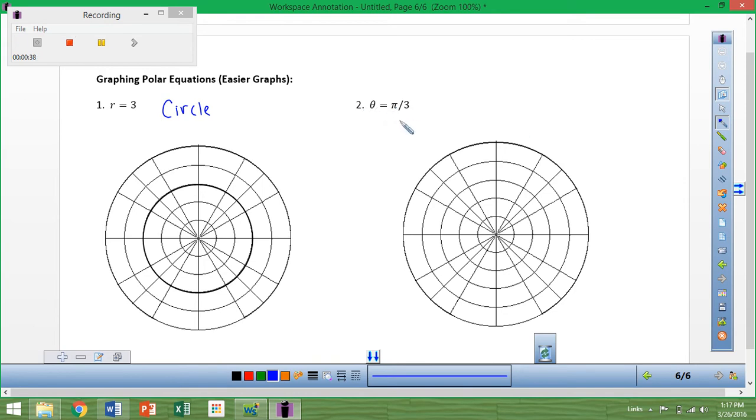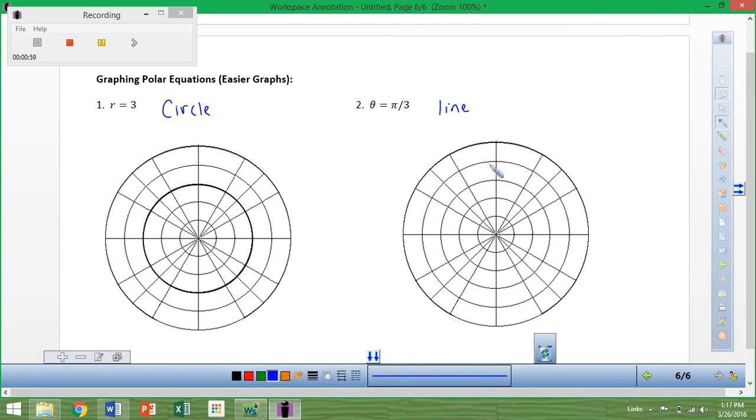Theta equals something. If I just have theta equals an angle, first of all, you should know where to go for pi over 3. That's going to be this angle right here. If it says my angle is always pi over 3, this is always just going to be a line.